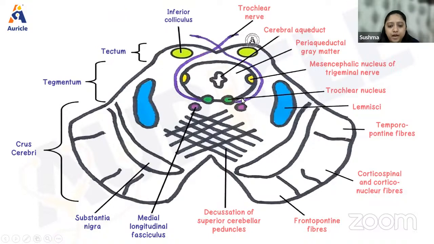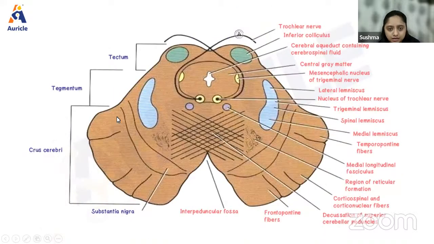The only thing that you will have to know here is the trochlear nucleus. You're not seeing the third nerve nuclei because it is already done. The third nerve nuclei was present at the level of the superior colliculus and the oculomotor nerve came out of it. Then, of course, here you have the decussation of the superior cerebellar peduncles. Superior cerebellar peduncles.